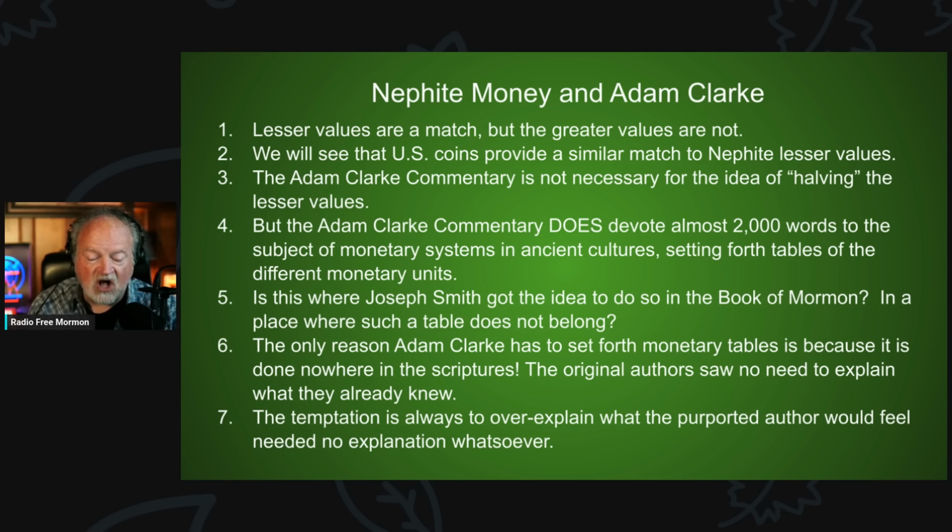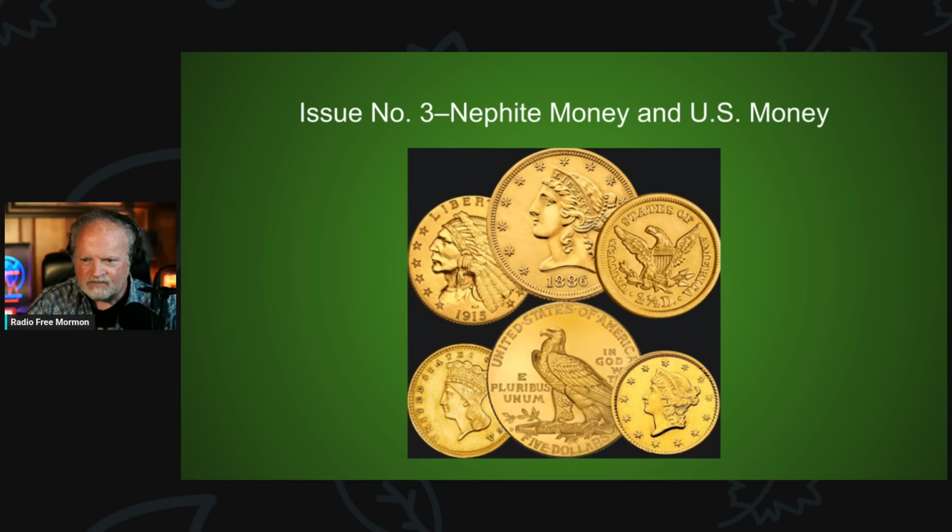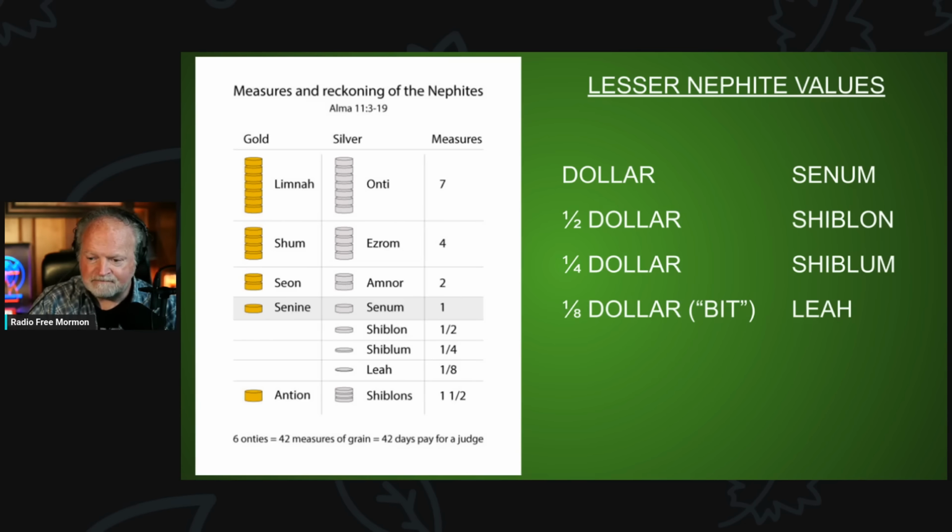Finally, as I said before, the temptation is always to over-explain what the purported author would feel needed no explanation whatsoever. Okay, now issue number 3 is the Nephite money and U.S. money. On the lesser values, I think we've got another match here.